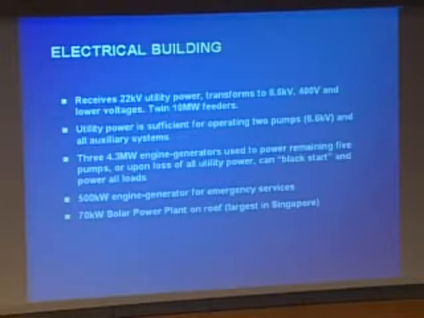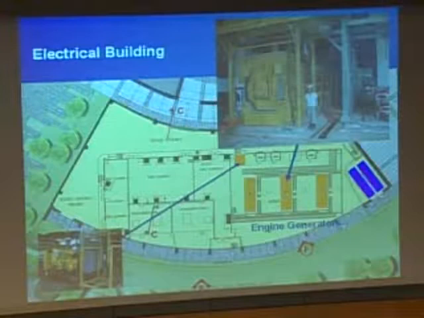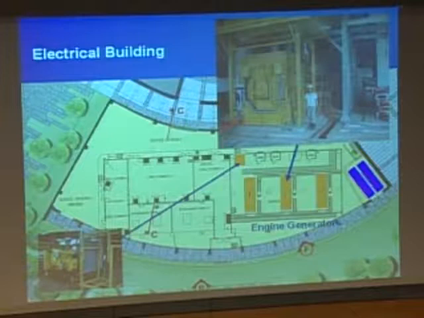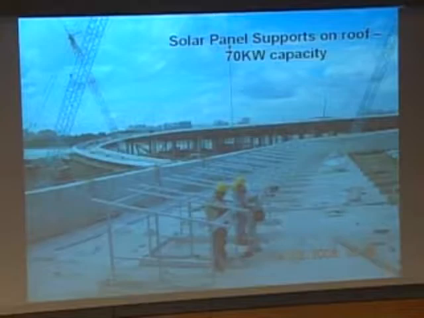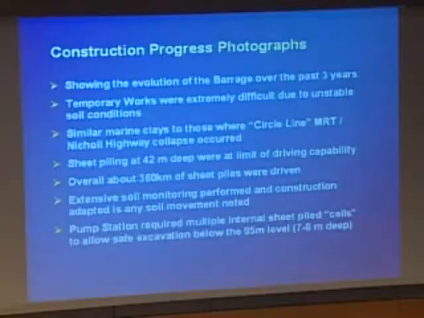The interesting thing is the 70-kilowatt solar power plant on the roof, something that's been added in the last year, and it's the largest in Singapore. And it provides all of the lighting inside the building during the daytime. This is the electrical building by itself. These are just to give you a scale of the gensets. There's about 1,200 square meters of solar panel on the roof of the building. We've got lots of space up there, so we can put in a big one.